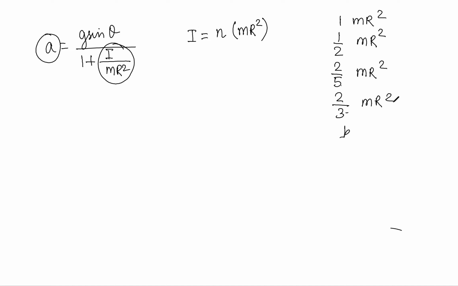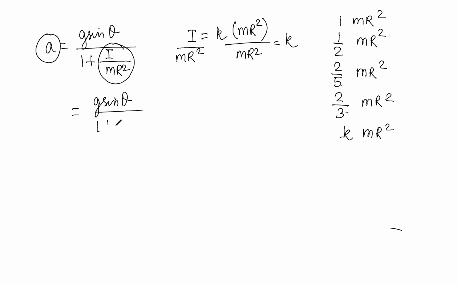So for something, it is equal to k mr square, or it is equal to n mr square. So in general, we can write for something, this value is equal to k mr square. So if you divide I with mr square, you will only get the value of k. So the acceleration of an object is equal to g sine theta divided by 1 plus k.